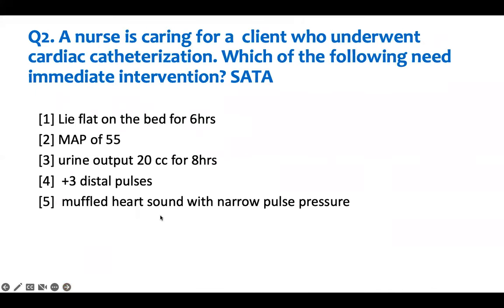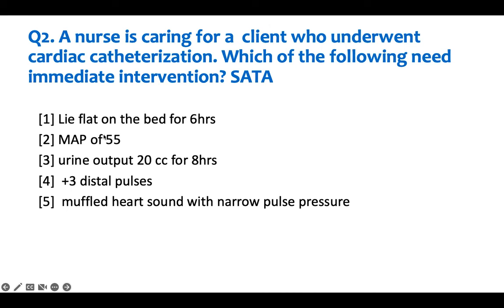So a nurse is caring for a client who underwent cardiac catheterization. Which of the following needs immediate intervention? So now we have our last patient, who had a cardiac catheterization. We have to make sure that we're following the strategy that we talked about, and you see what symptoms will need immediate intervention.